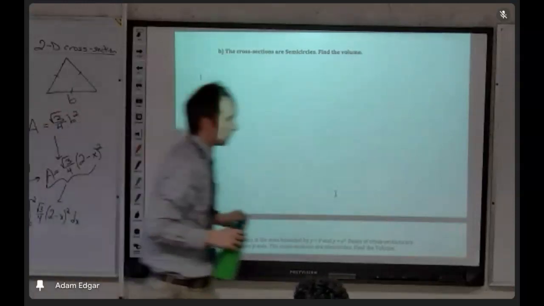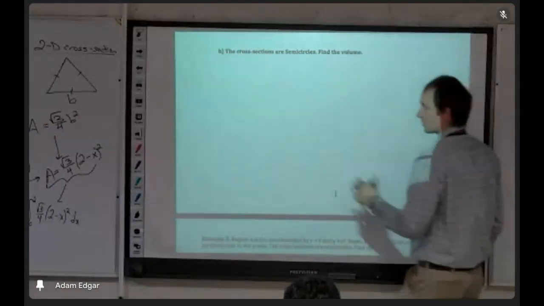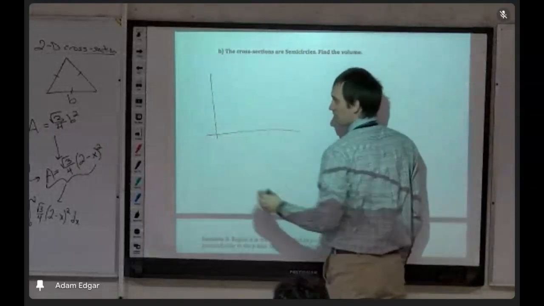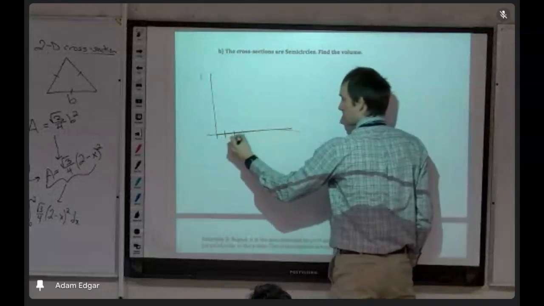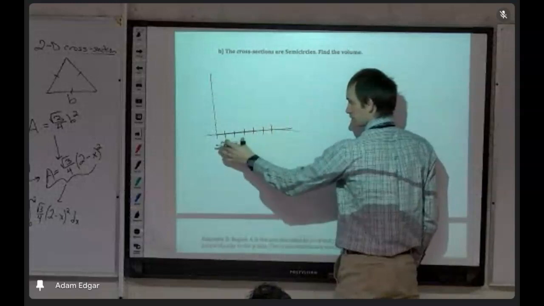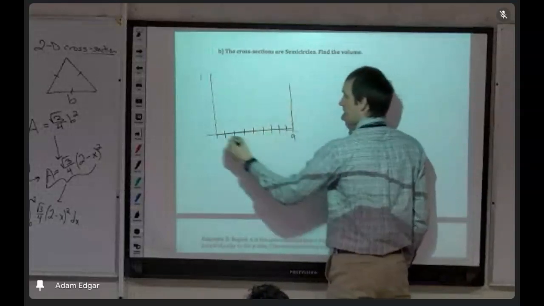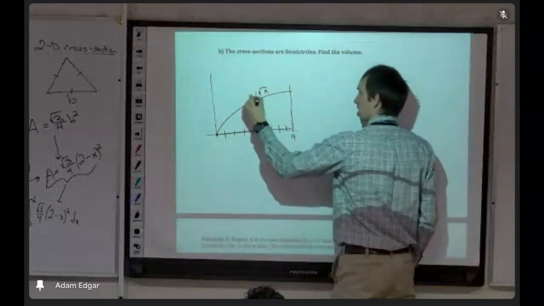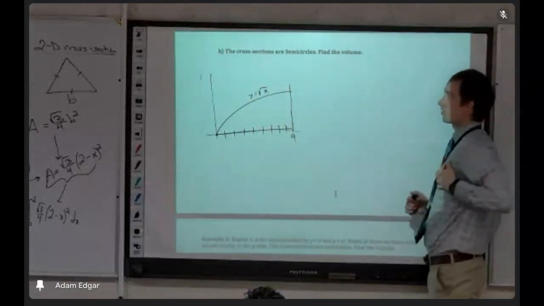It is cool." All right, in B, same region. So I scrolled past it, but it's exactly the same region in part B. So we have the x-axis, 1, 2, 3, 4, 5, 6, 7, 8, 9. The line x equals 9. The curve y equals root x. But now our cross sections are semicircles.